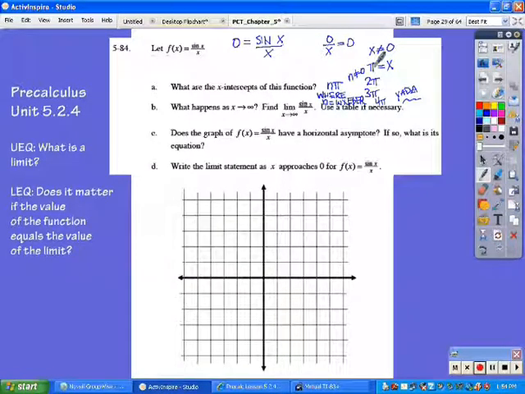What happens as x goes to infinity? Well, again, if I would zoom out of this graph, it'd be something like this. It comes down, down, and it keeps getting closer and closer to 0. So does the graph of f of x equals sine of x over x have a horizontal asymptote? The answer actually there is yes.